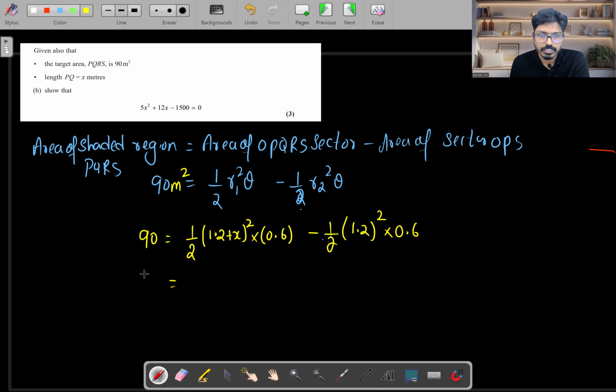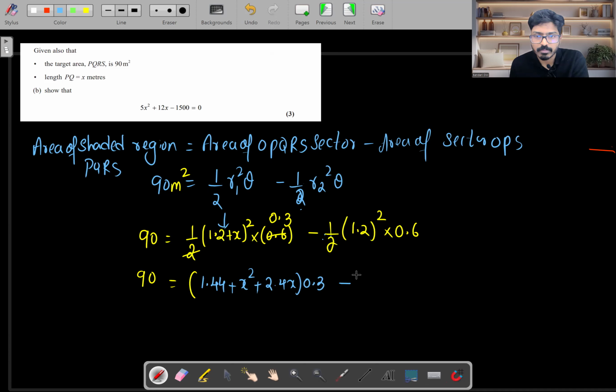So now if you use the calculator, this I can write down. If I multiply half with 0.6, this would be 0.3, and then this I can write. If I solve this bracket, it gives 1.44 plus x squared plus 2.4x. So if you expand this bracket, you'll get this. I hope it is very clear. Simple maths: a plus b whole square is a square plus b square plus 2ab, right? So you can apply over here.